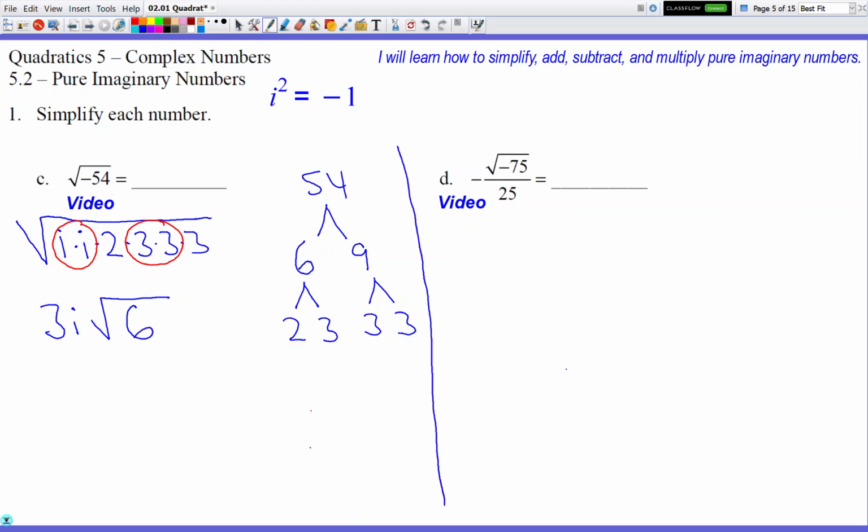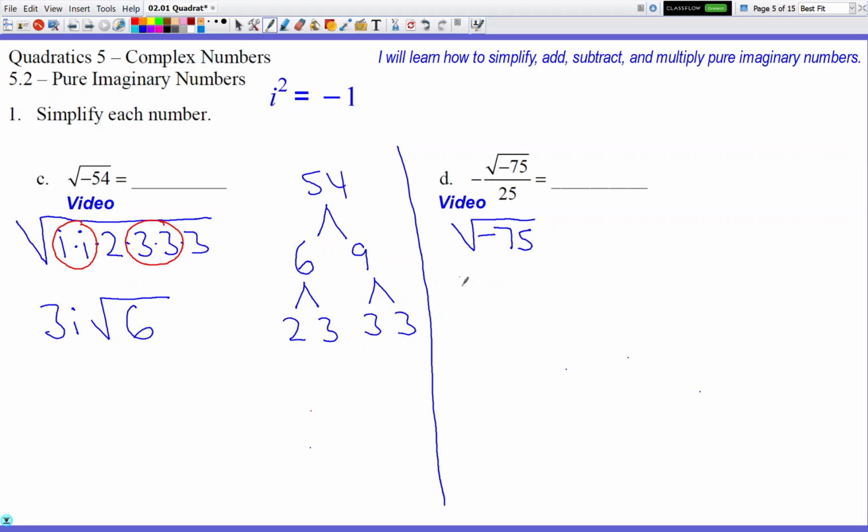Okay. Letter D, pretty much the same concept that we just did in the previous three problems. The only difference is they added a negative sign on the outside, and they also threw in a divide by 25. Is that going to change what we do? No, it's not going to change a single thing. We're just going to ignore the negative sign and the 25 for now and concentrate on negative 75. So this is going to look exactly like the problems we just came from.